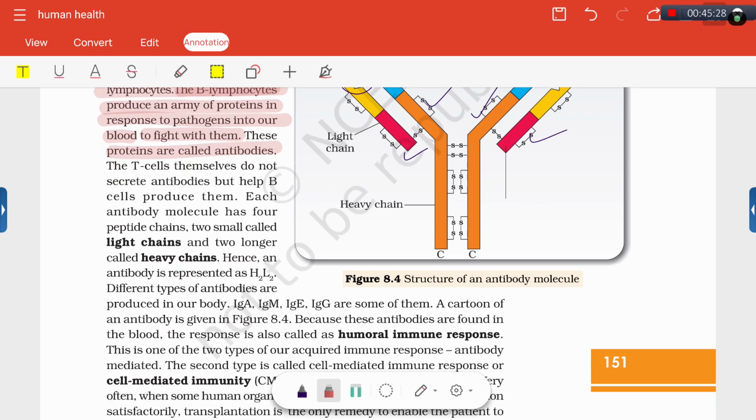Do T cells produce antibodies? What is their job? Their job is to help or stimulate. The T cells themselves do not produce antibodies but help B cells to produce them. T cells, B cells, antibodies.